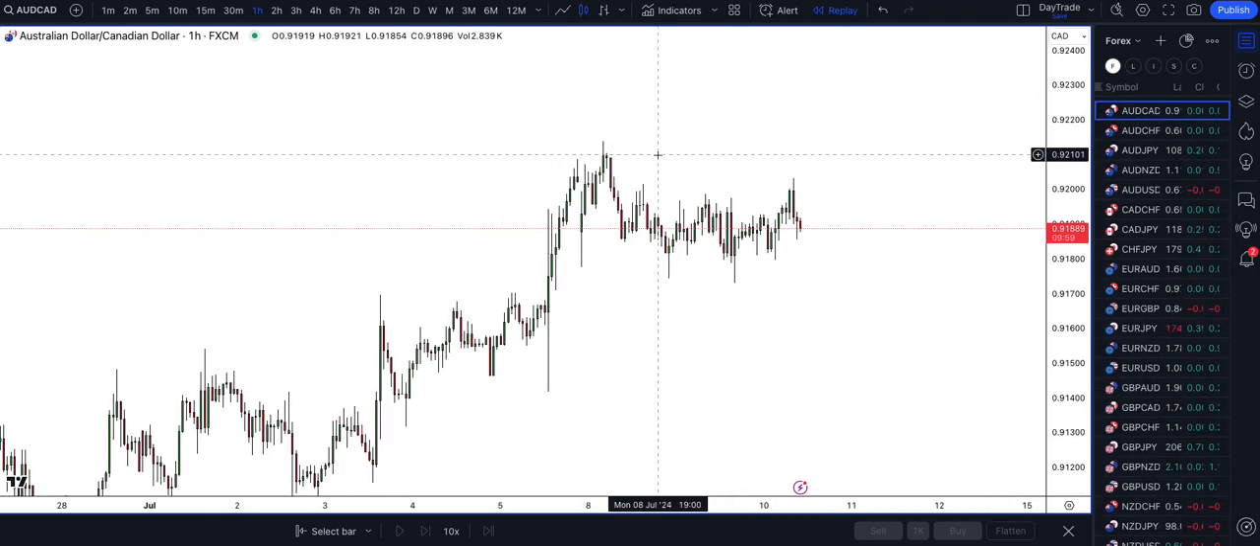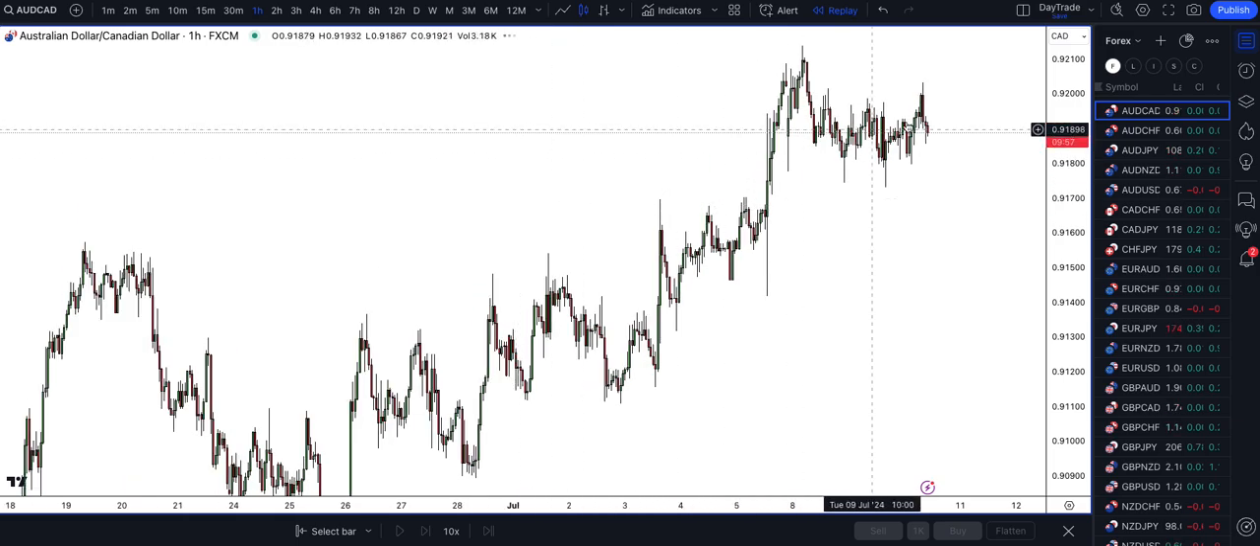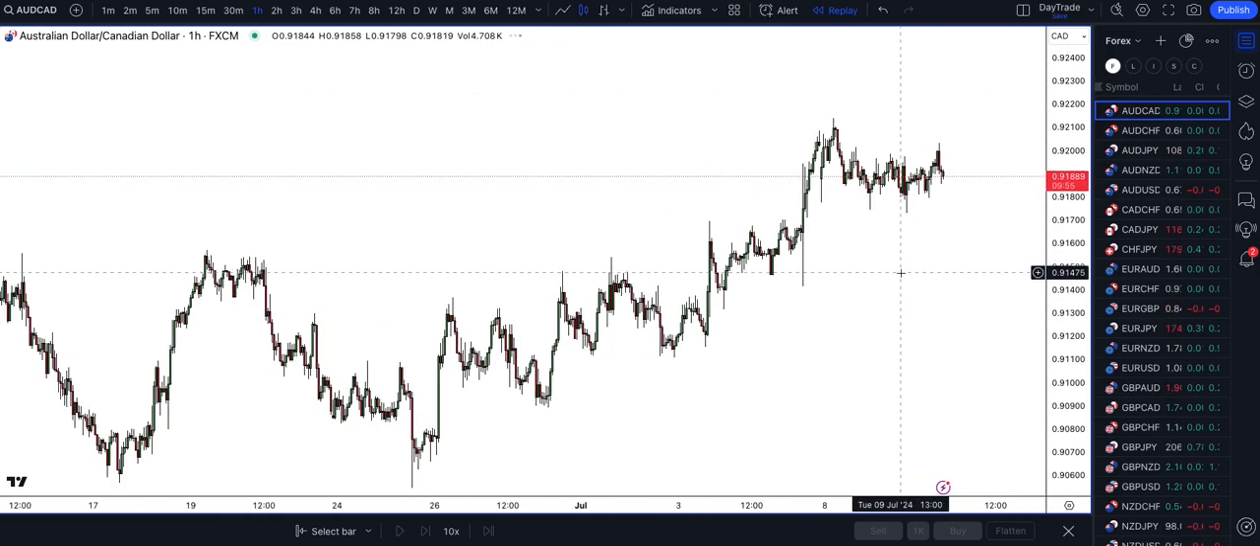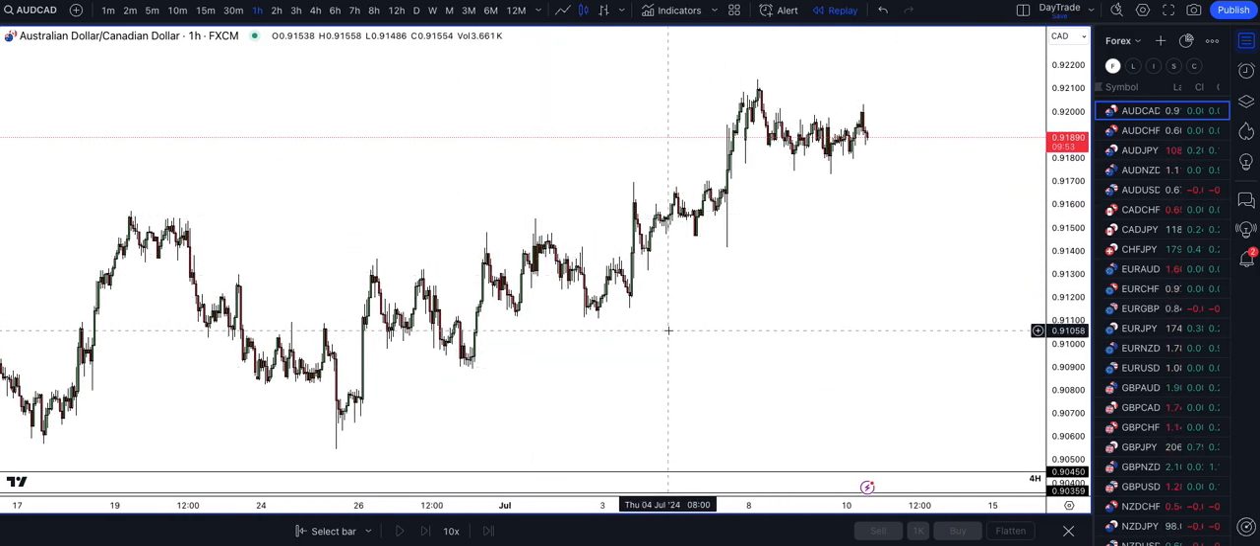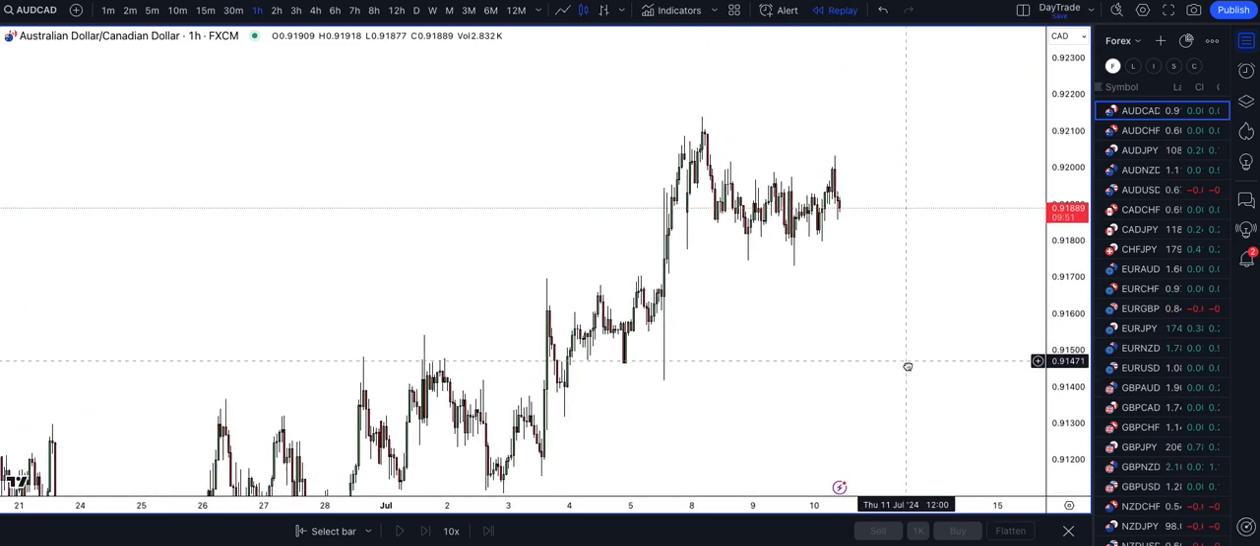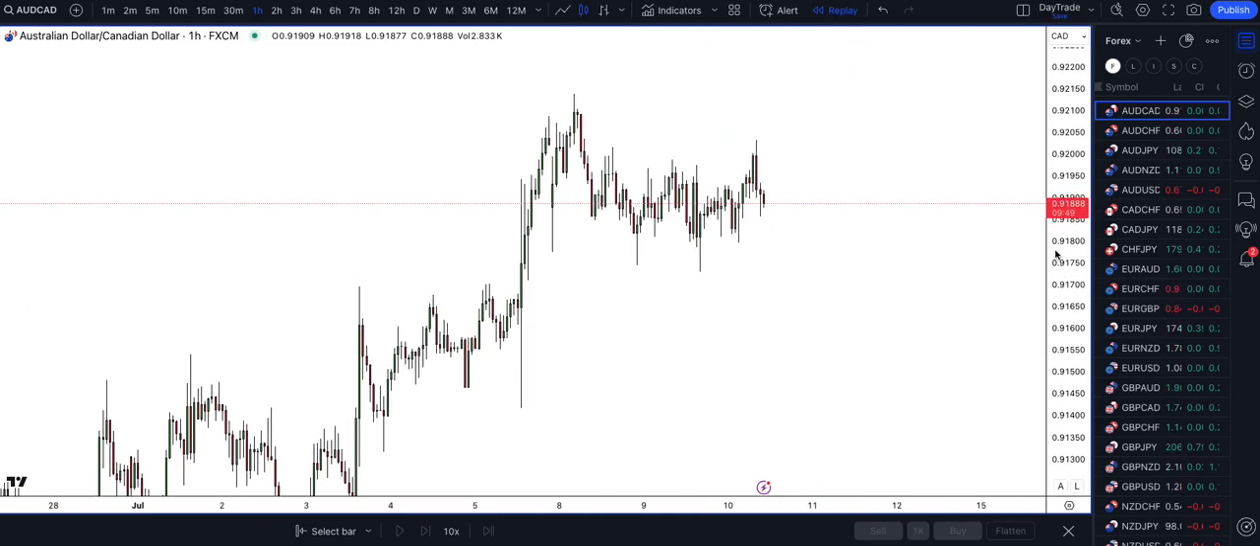Initially, I'm just going to run through the different zones I already have on the chart, and then if I do notice anything that I want to plot, I'll definitely go ahead and do so, and also explain why I'm plotting the zones.